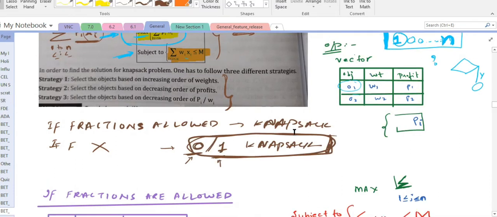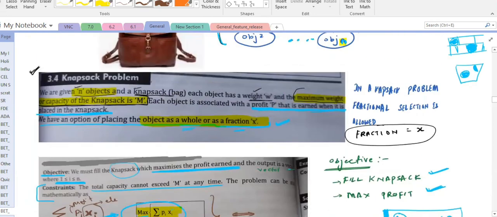Why I highlighted this point was, if they ask in the question, explain knapsack problem, you can tell, yeah, whole or a fraction. Sometimes they will ask to explain the 0-1 knapsack problem. So if it is 0-1, here you need to change. You should say that fractions are not allowed in a 0-1 knapsack problem.